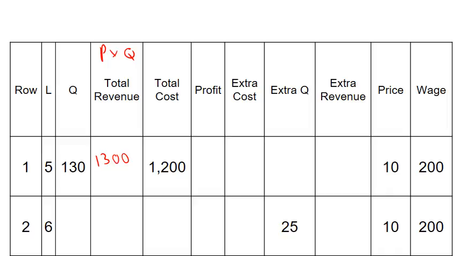Profit is total revenue minus total cost. So 1,300 minus 1,200 gives me a profit of $100. Well, we can't really talk about the extra because we're not doing anything. So we put X's in those two cells and those three cells. Now, let's move to row 2.